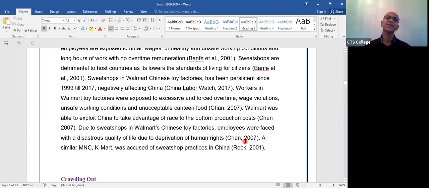Anybody, type in your chat function. If you have any ideas, what could you have included further? It's something theoretical that could have really strengthened this point. Anyone, if you have any ideas. Any ideas? Yes, so I'm receiving some suggestions.